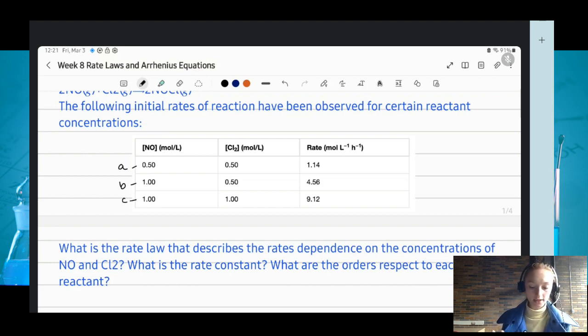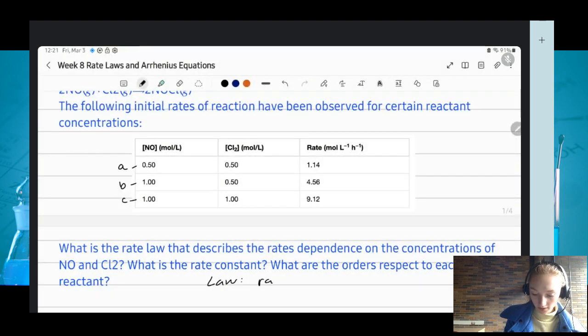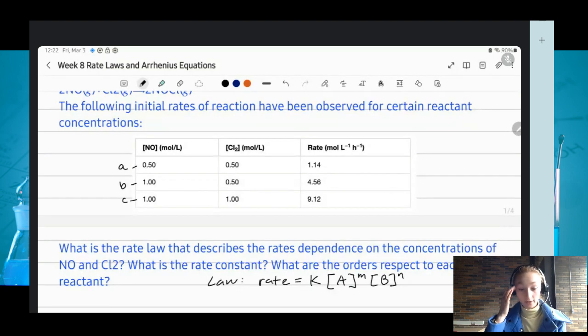Okay, so the first question is what rate law describes this. So the rate law is the equation we've been using. So it's rate equals the K constant times the concentration of one reactant multiplied by the concentration of another. And so that is the rate law that describes the dependence on the concentrations. And now it asks what is the rate constant and the orders with respect to the reactants. So we can answer the last question there. So what are the orders with respect to the reactant?